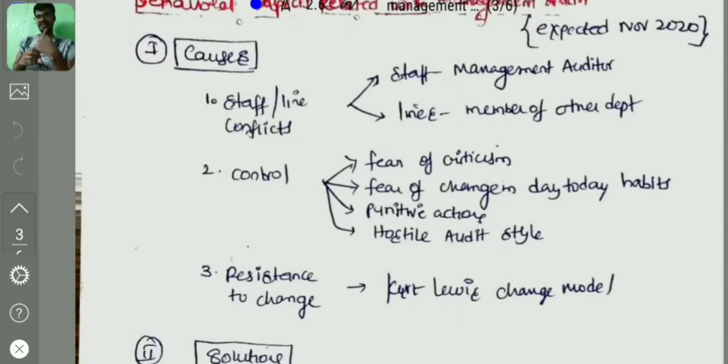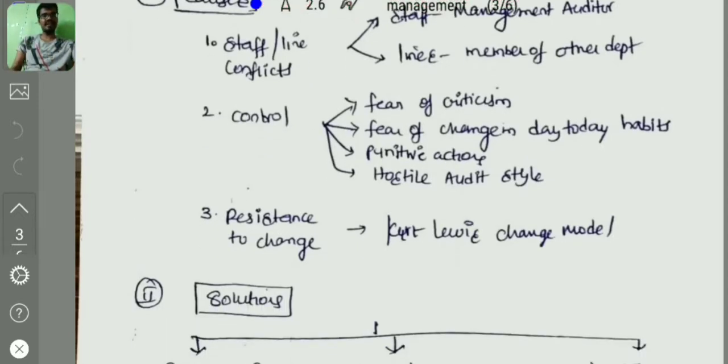The management auditor will do an unfriendly audit, as hostile means unfriendly. And the third point is resistance to change. Not everyone will resist change; mostly a few people will be resistant to change. They will not adopt the new technologies. We have already read this resistance to change topic in our IPCC SM subject, given by Kurt Lewin's change model, right? These are the three causes of behavioral aspects of management audit.